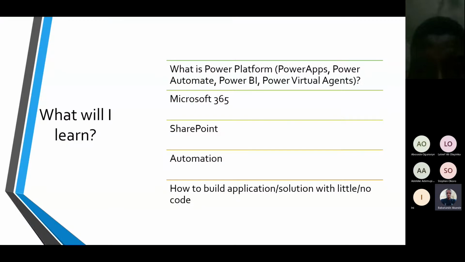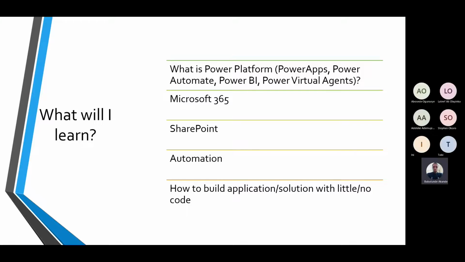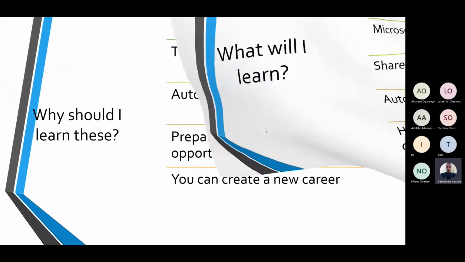All right, so what are the things we are going to learn today? We're going to learn about what Power Platform is. I know some of us might just be hearing Power Platform for the first time, so we'll talk about it. It actually contains about four different applications: Power Apps, Power Automate, Power BI, and Power Virtual Agents. We're also going to talk briefly on Microsoft 365, SharePoint, then automation, and also how to build a simple app with little or no code, which is the interesting part of the whole thing, right? I'm also trying to make this as short as possible. I don't want to spend more than maybe an hour on this.